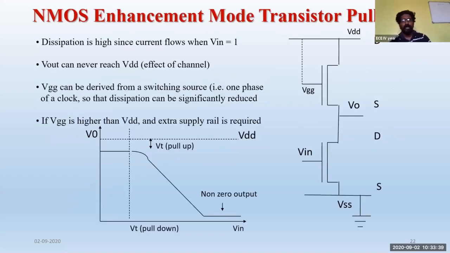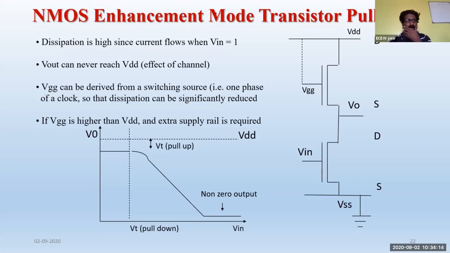Now coming to the enhancement mode transistor, I have told that your gate should be connected to the characteristics. You can see even the characteristics of both the NMOS inverters are same. So let us discuss only the operation part here. The dissipation is high since the current flows whenever the Vin equal to 1. We are talking about Vin here with respect to the pull down device only.